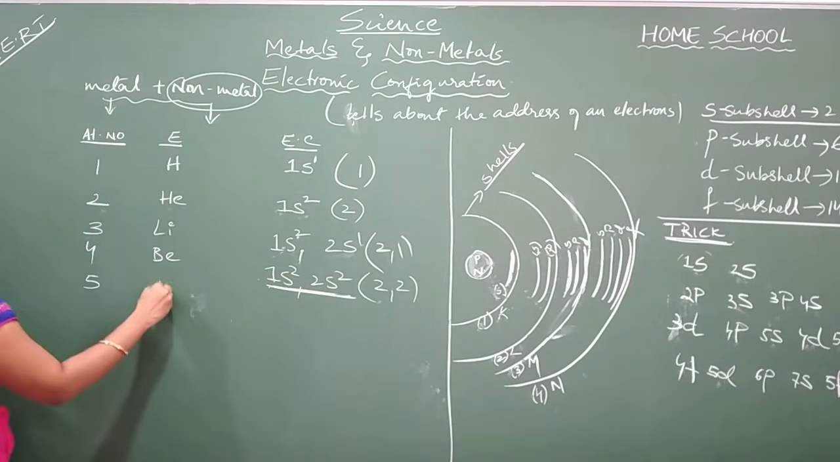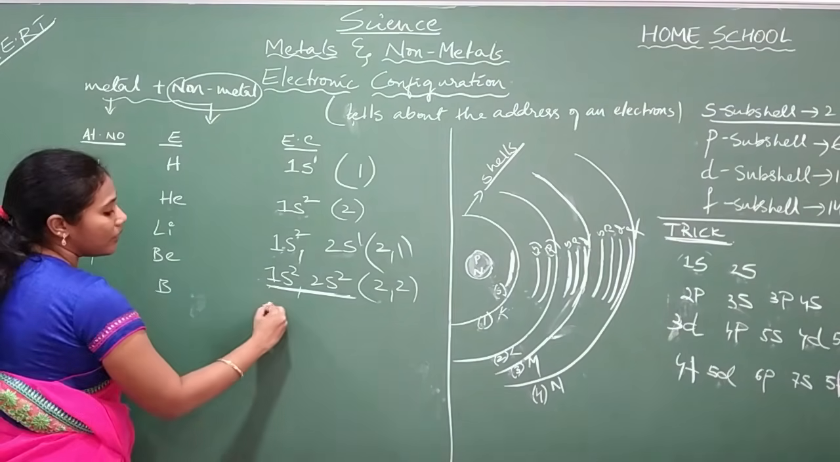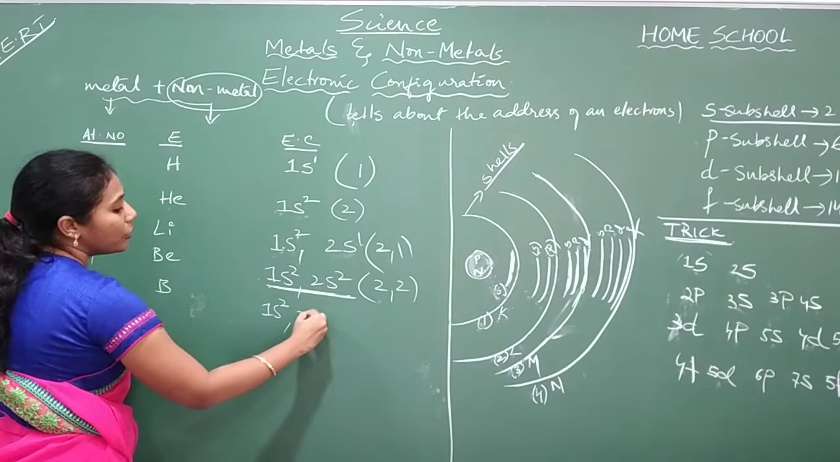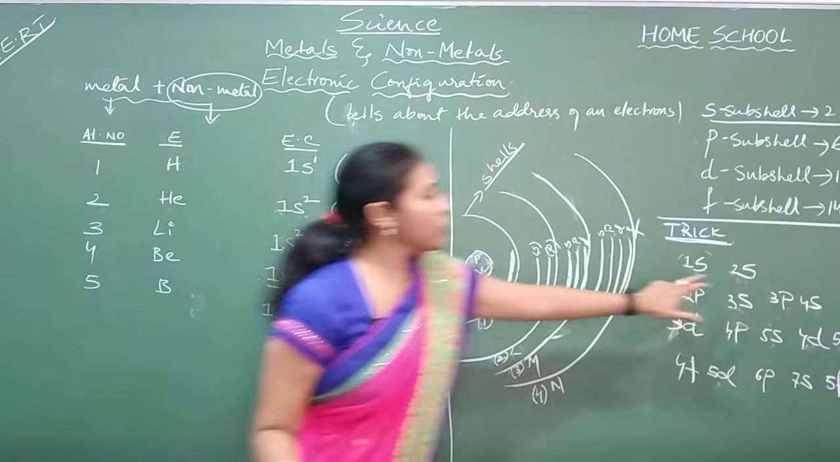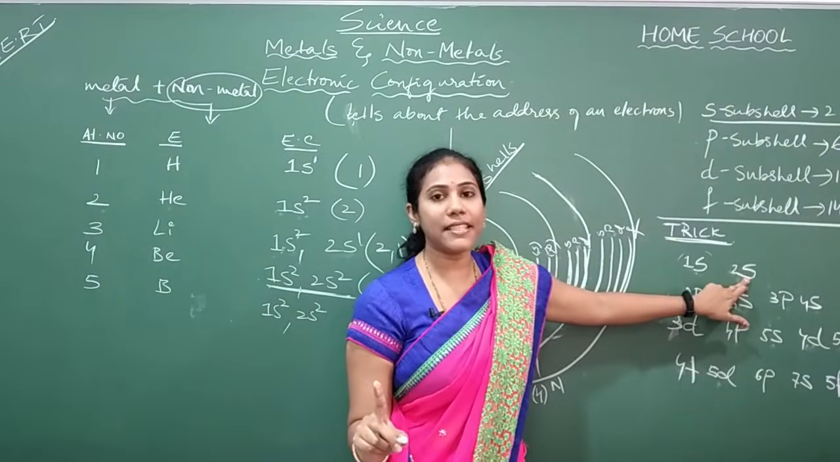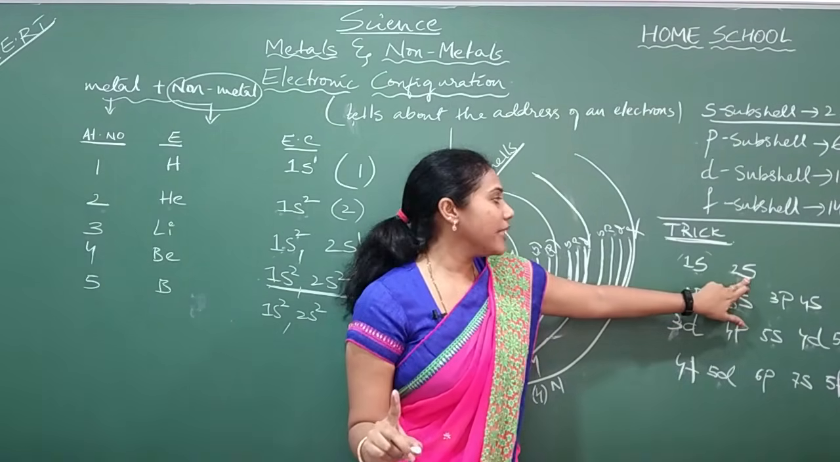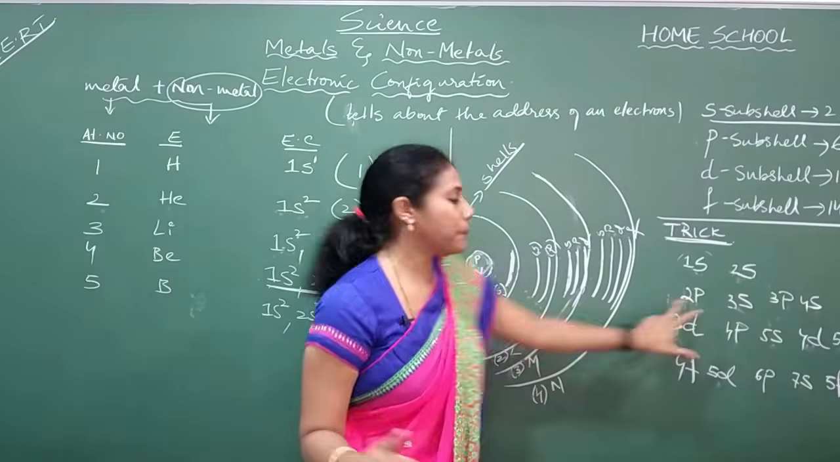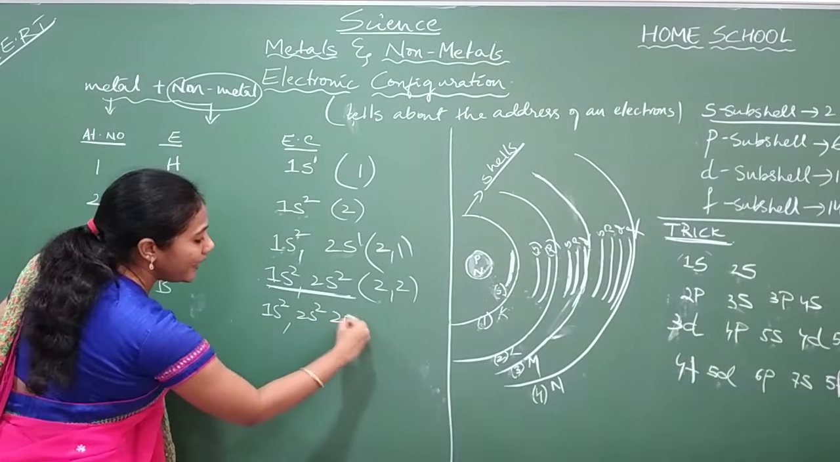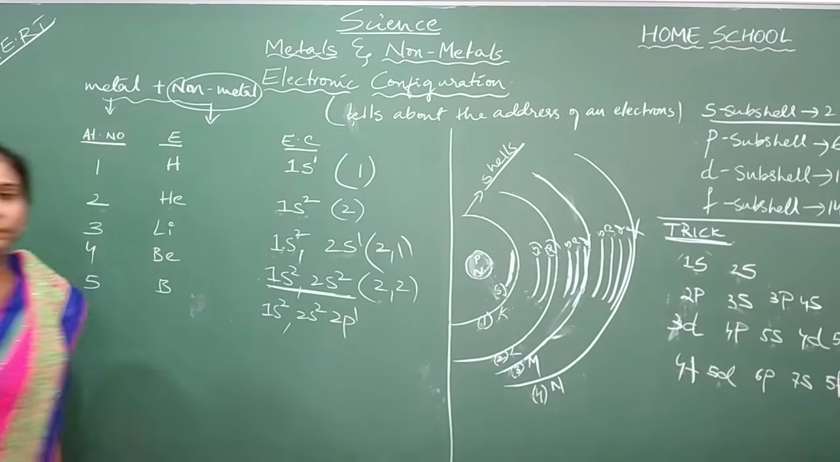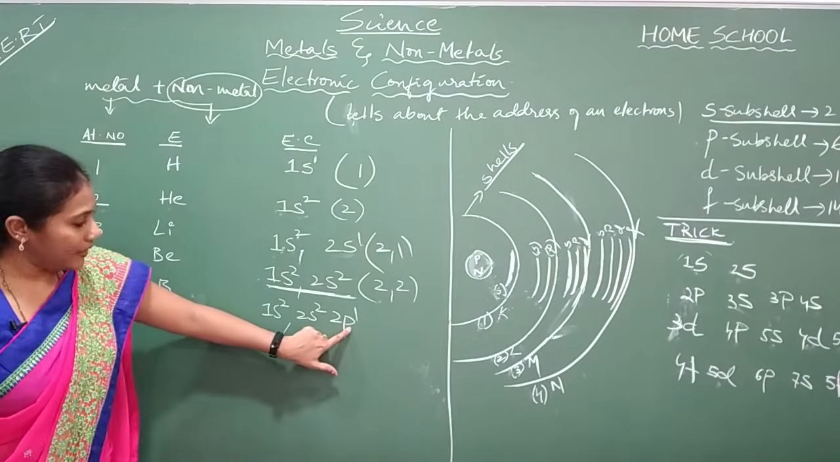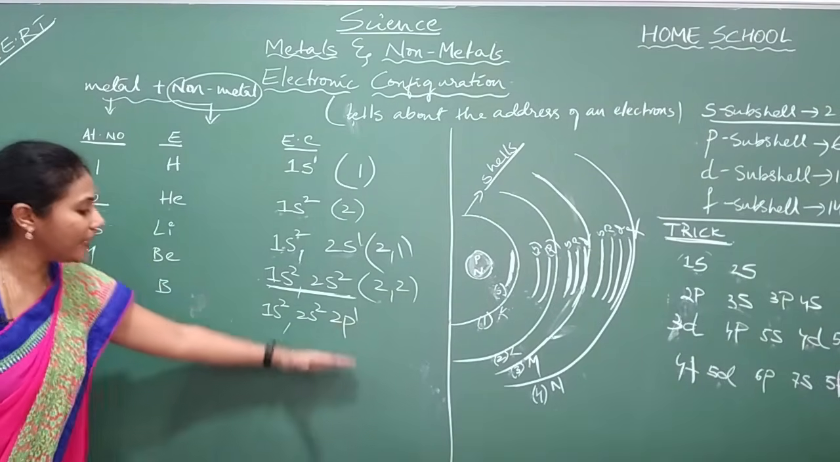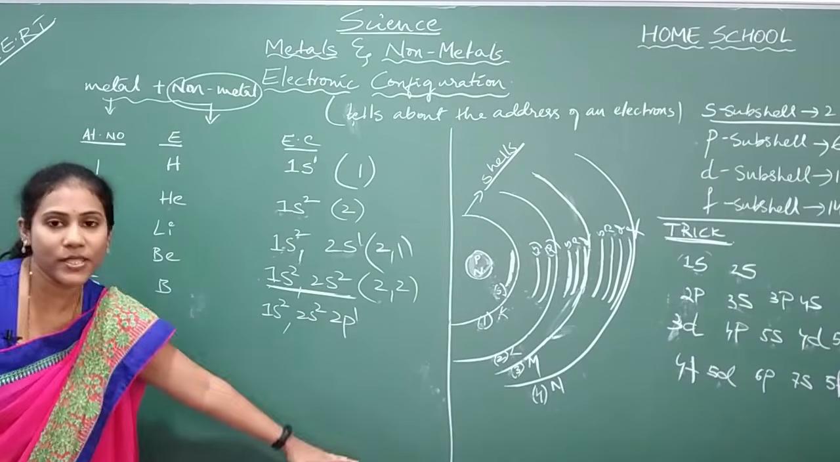Boron. Fifth element, boron. What is the electronic configuration? 1s2, 2s2. Now 2s is over. In 2s the maximum capacity is 2 electrons only. Next electron will go to the 2p orbital. So 2p, in that how many electrons? 1. So 2p is now getting filled up. Gradually it will get filled from 1 to 6.